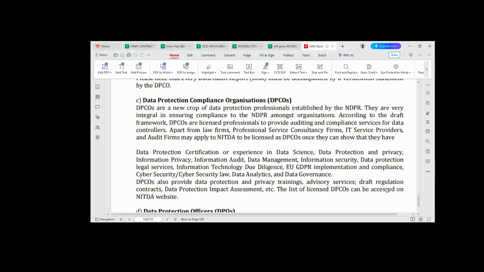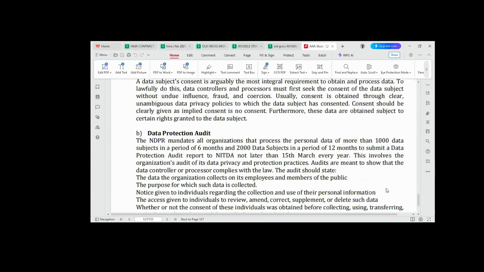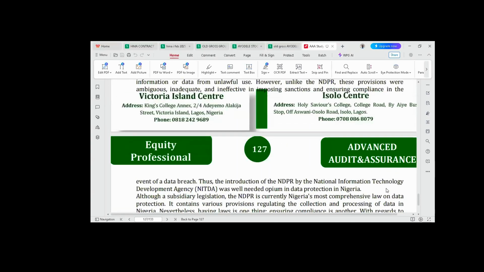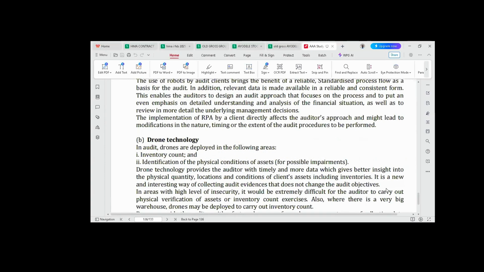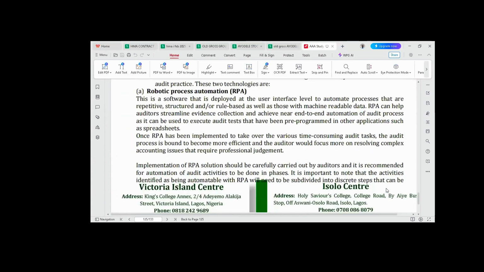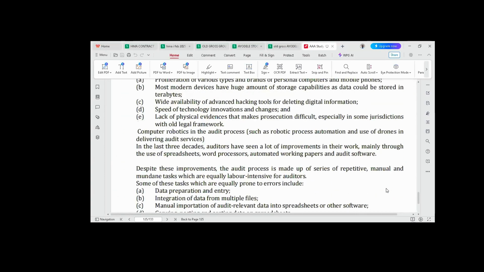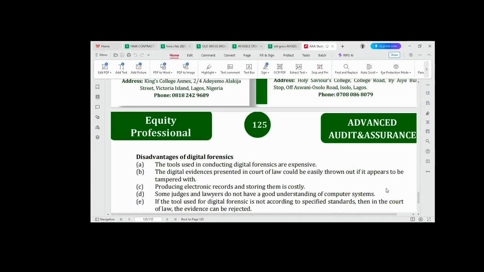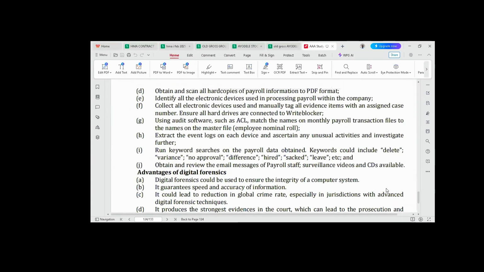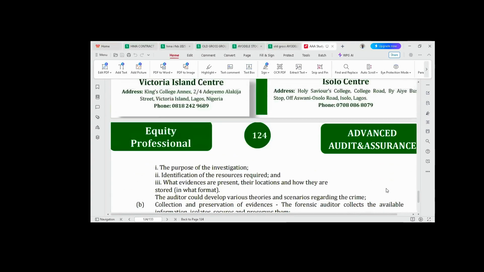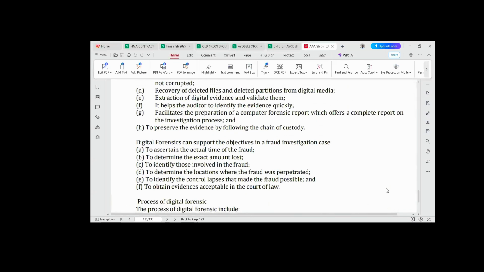Any question, comment, observation? Any question, comment, or observation? Are we good? Yes, sir. We are good. Okay, thank you. Thank you for your prompt response.